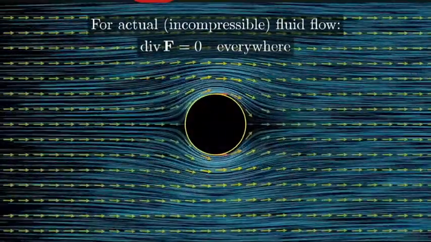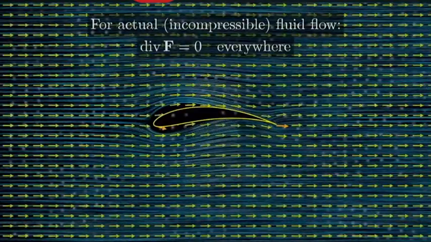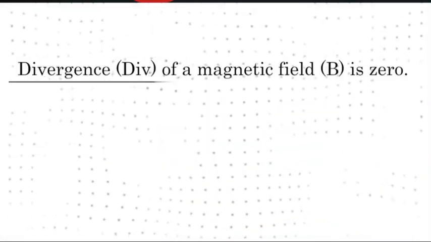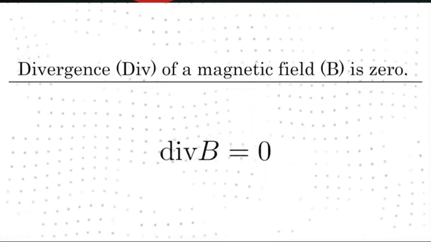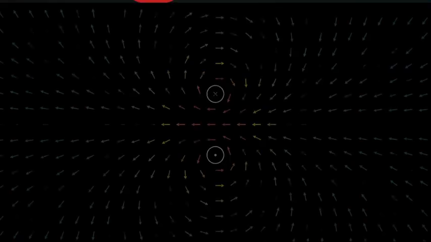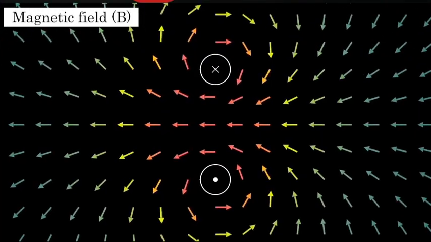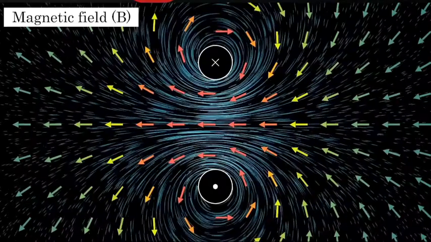This allowed Maxwell to immediately write down the mathematical expression for the behavior of magnetic fields. The divergence of the magnetic field is zero. This is the first Maxwell equation. The interpretation is that, unlike electric fields, there are no positive or negative magnetic charges that could act as a source or sink. Magnetic poles always come as a pair.